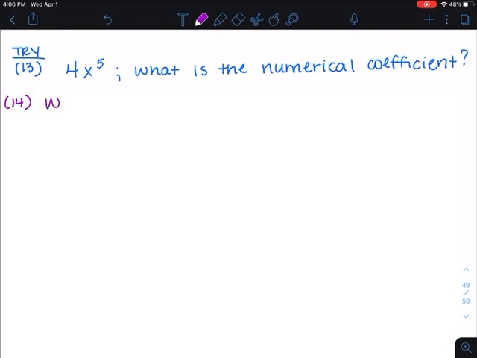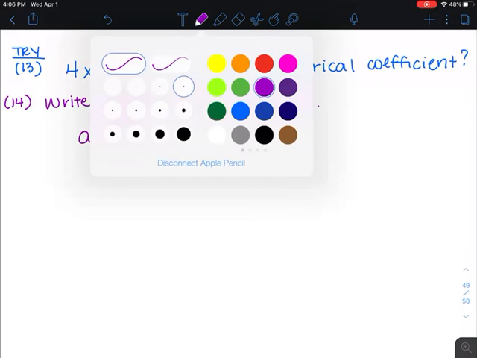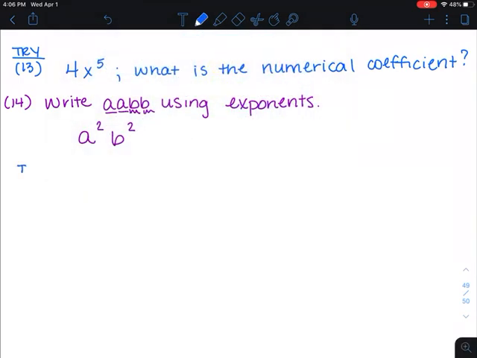Number 14. Write a, a, b, b using exponents. Alright, so exponents are the small numbers that are superscripted on your variable, so it's the little numbers up top. So I have how many a's? 2 a's, so I have a to the 2nd power because I have 2 a's. And how many b's? I have 2 b's, so it's also b to the 2nd power.